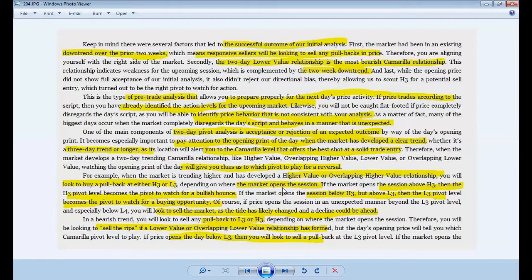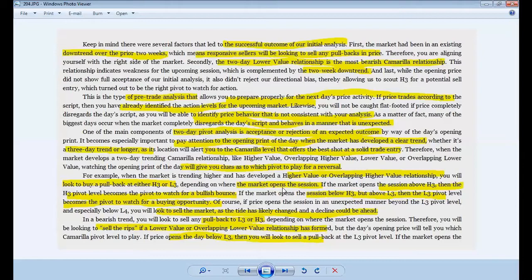Now what you need is, when the candles start, which means when the opening print starts, based on that opening print you will be able to decide whether it is going to accept the bias and act on it, or reject the bias and go in the opposite direction. So you need to pay attention to the opening print of the candle.